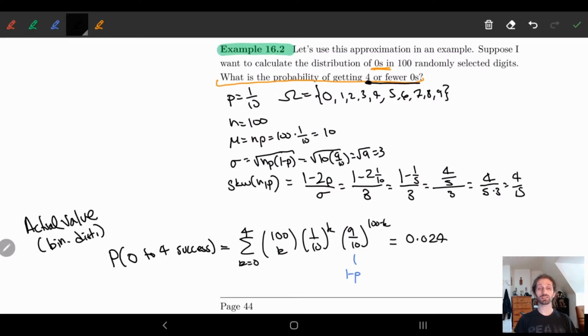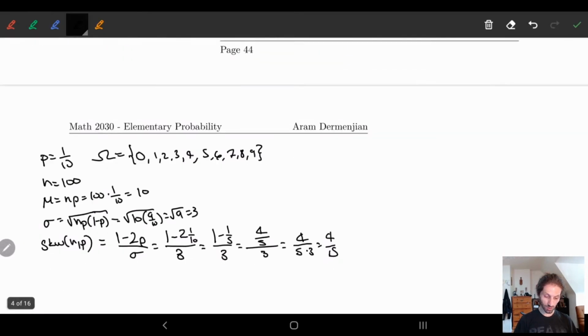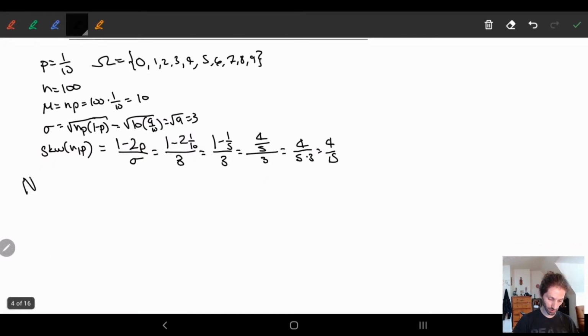Obviously, you can see this is nasty, right? We don't necessarily want to do these calculations. This is why we want to look at approximations, so that we don't have to sit here and do these calculations every single time. So now let's look at the normal approximation.